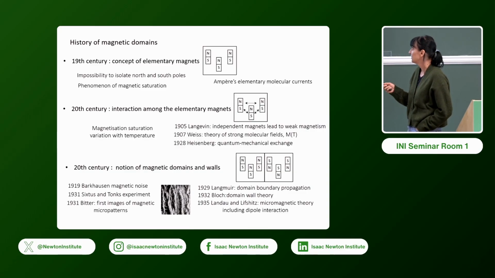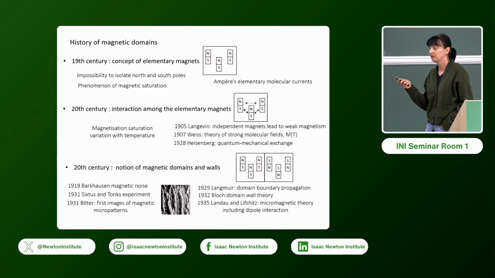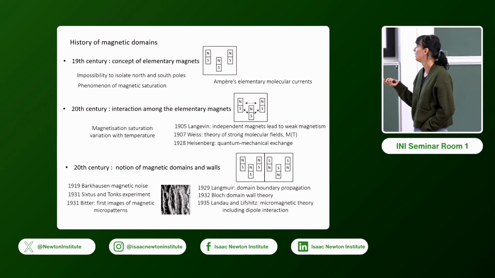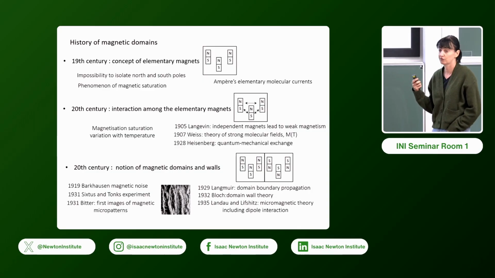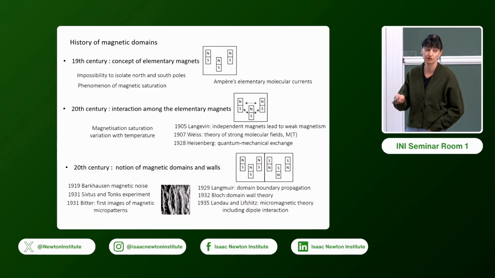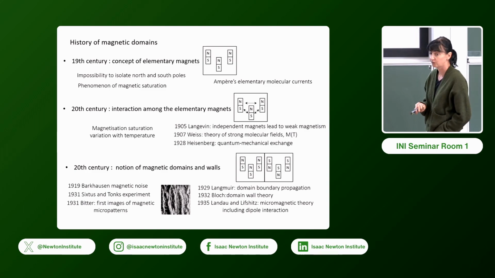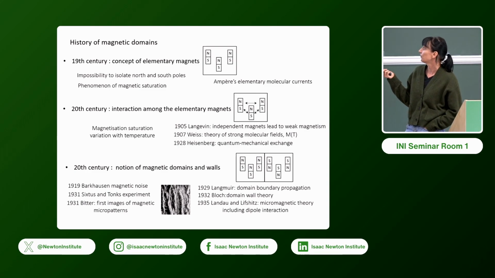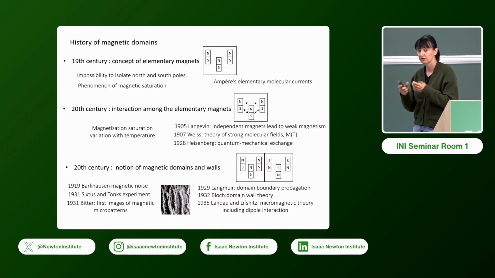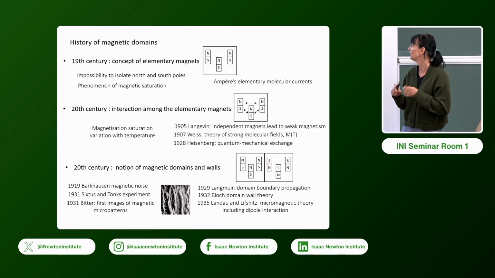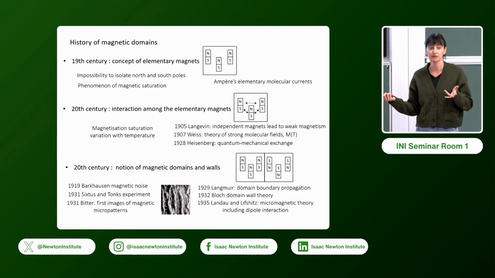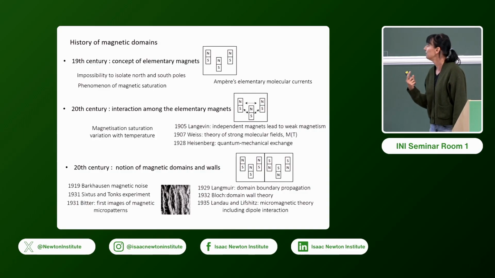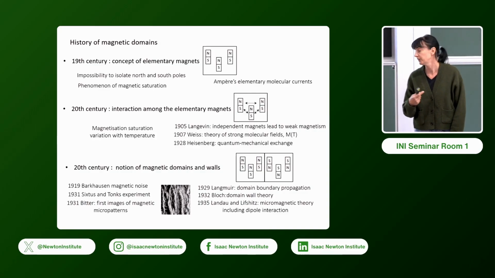In the 19th century, there was already the idea that there must exist elementary magnets, because you cannot isolate north and south poles in a magnet. If you cut it in pieces, it will make many north and south poles instead of separating them. There is also the phenomenon of magnetic saturation. When you saturate a magnet, all these individual magnets align, but when they align, it's over. And there is also the concept of elementary molecular currents from Ampère.